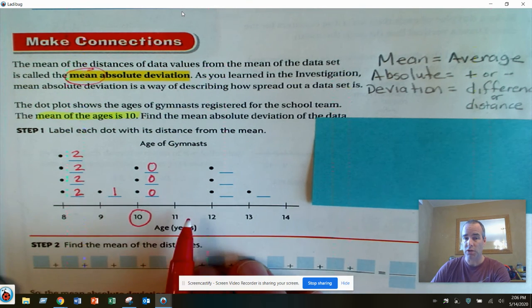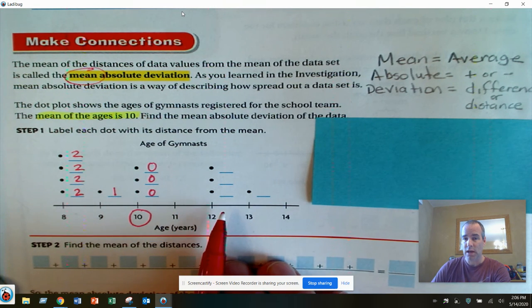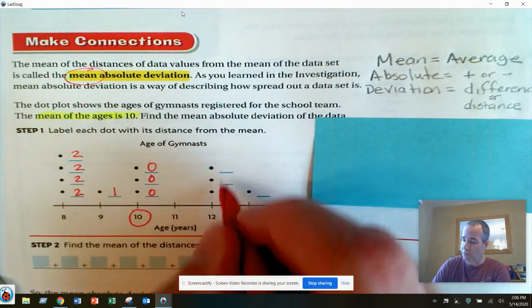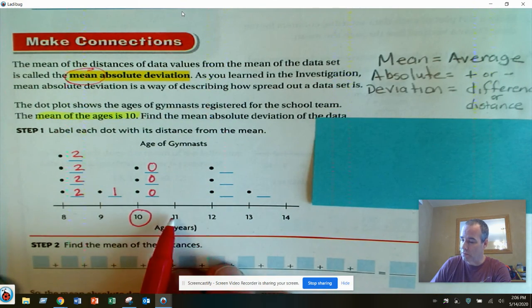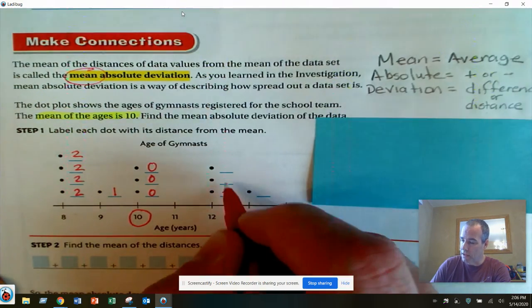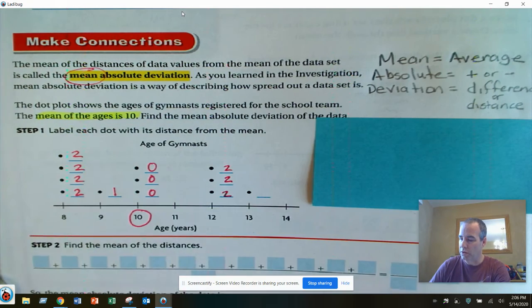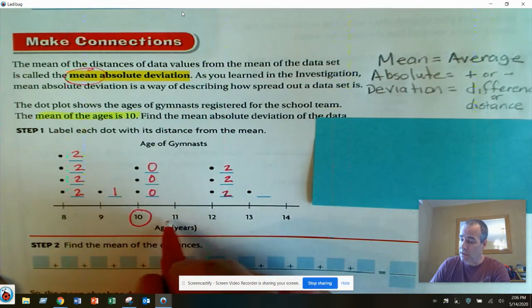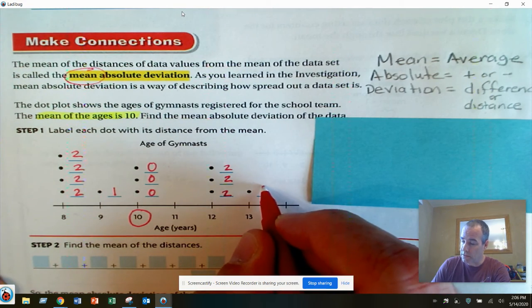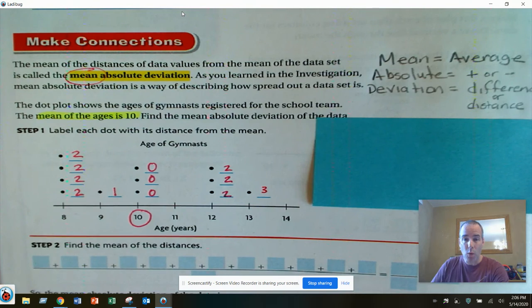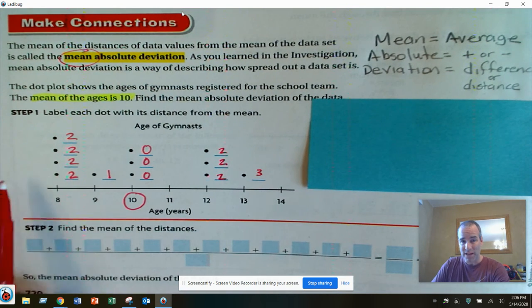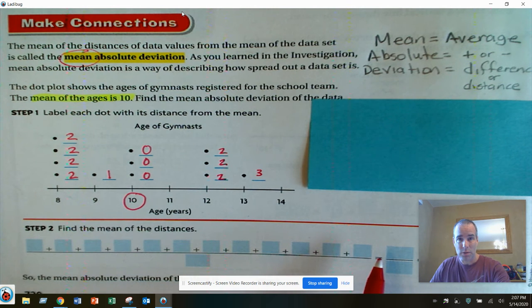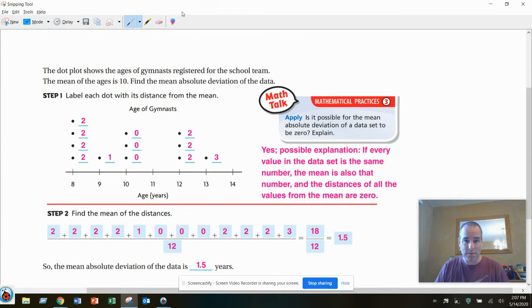I'm going to go in the other direction now. There are 0 data points at 11. At 12, there are 3 12-year-olds, and how far away is 10 from 12? 1, 2. So I'm going to mark these all as 2s. You'll see what we're going to do here in a minute. And then there's one 13-year-old who's still on the team, and that person is 3 years older than the mean. So I'm going to mark that as a 3. Now we have to take all of these data points, every one of them, add them together, and what do we get? We get something that looks like this.